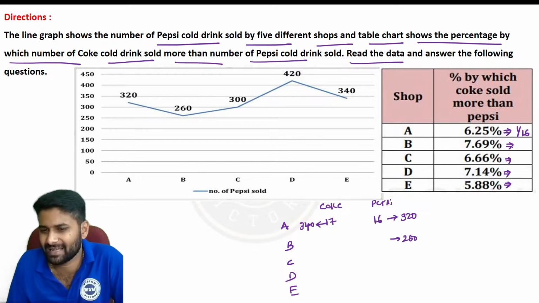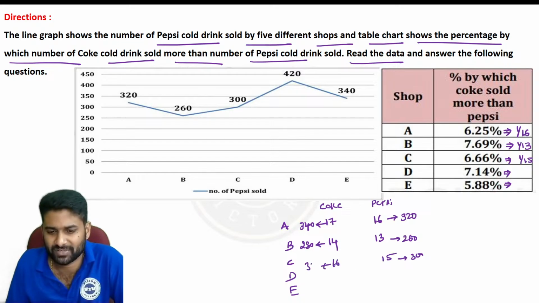Next, 7.69. You can get the hint, guys, here. Where you can get 7.69 percentage means it's a part of 13 units. This is 13 units. Definitely this is 14 units. It's 280. Next value is 300, and you already know that 6.66 percentage is 1 by 15. So 15 becomes 300. So definitely 16 becomes 320.